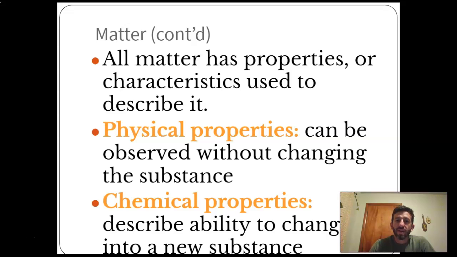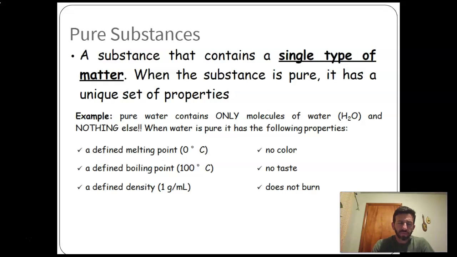All right, so all matter has properties. Physical properties typically are observed without changing anything about it. Chemical properties typically have to do with the substance changing. Pure substances typically contain only a single type of matter. Whether it's an element or a compound, it doesn't matter, but it's the same particle over and over again. And hopefully you picked that up from the POGL that we did. And that sample of the pure substance that you have will have the same properties all throughout, as opposed to something like a mixture.